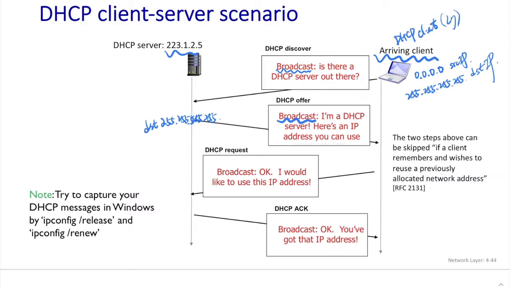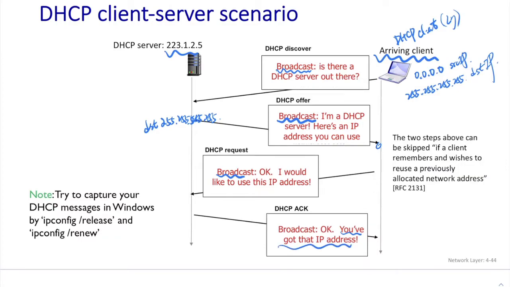After that, the arriving client received the corresponding DHCP offer, so it can choose one of the IP addresses provided by the DHCP server. And again, it does a broadcast, saying, okay, I would like to use one of the IP addresses. That one is a broadcast again. Okay, you have got that IP address.